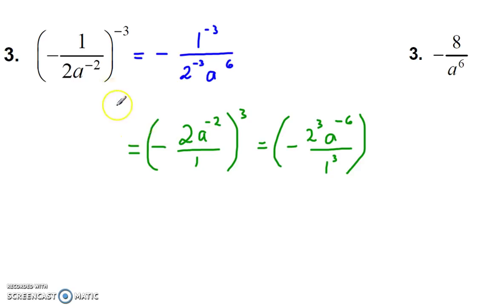Alright, I'm going to cruise through some of these. You can have a look at these two different methods of how to solve it. Either apply the exponent first or flip it first.